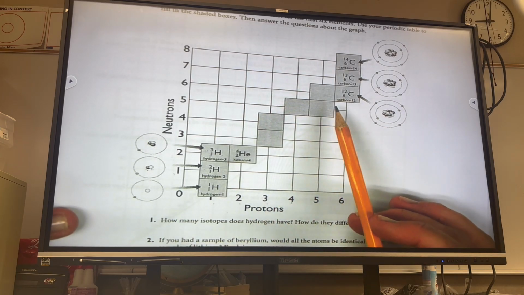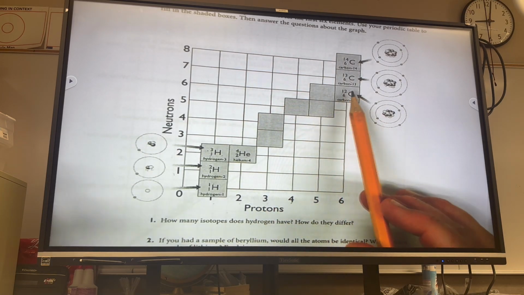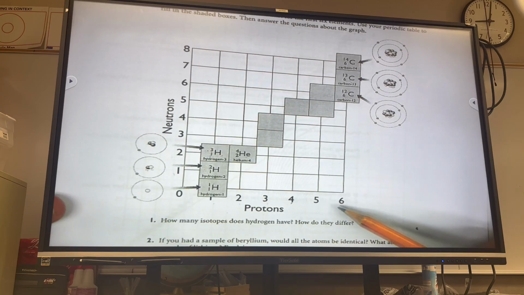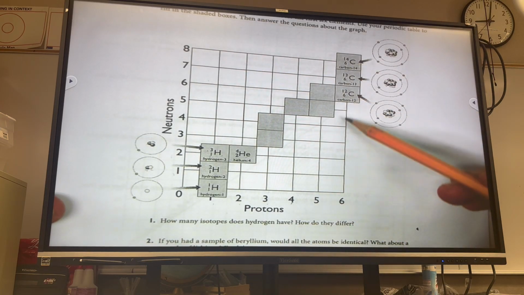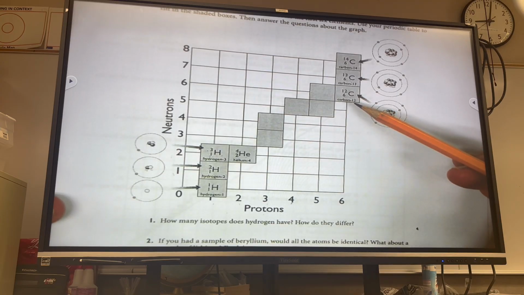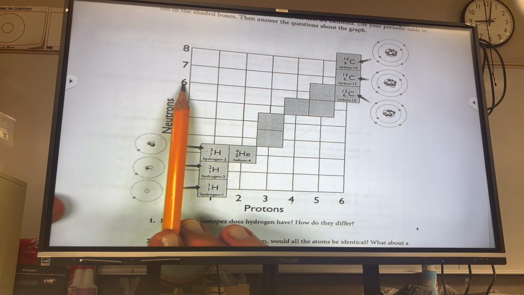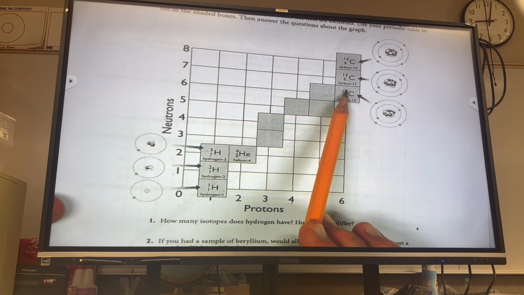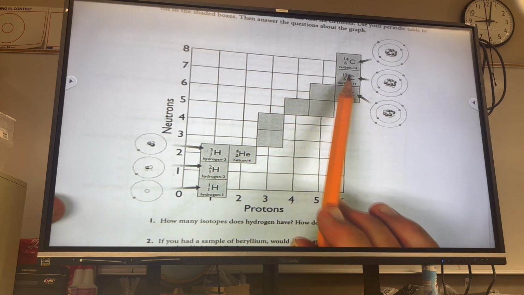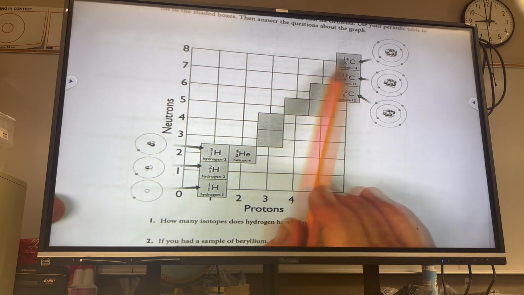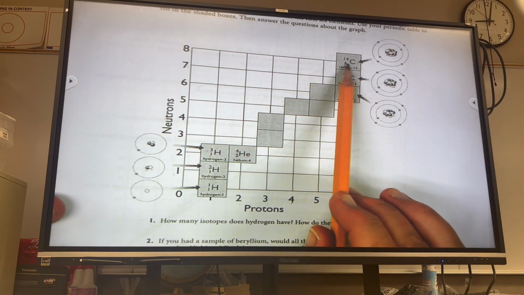Oh, and something I didn't mention about the carbon. It is on this line for 6 protons, and they're all stacked up on here because all of these have 6 protons. But this one lines up with the 6 neutrons, because 12 minus 6 is 6. This one lines up with the 7 neutrons because 13 minus 6 is 7. And this one lines up with the 8 neutrons, 14 minus 6 is 8.